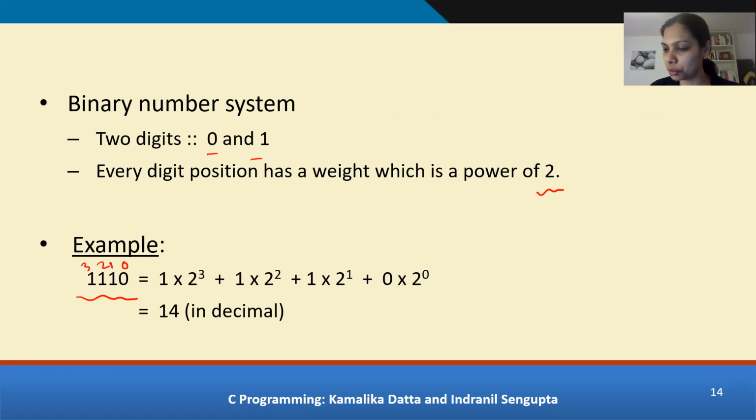So 1 into 2 to the power 3, 1 into 2 to the power 2, 1 into 2 to the power 1, and 0 into 2 to the power 0, which is nothing but 14 in decimal, right? This is how we basically convert a binary number into a decimal number. Okay.